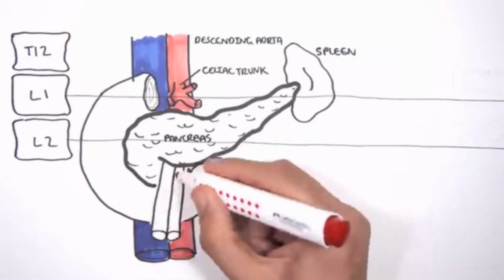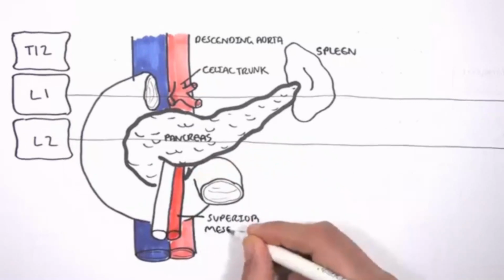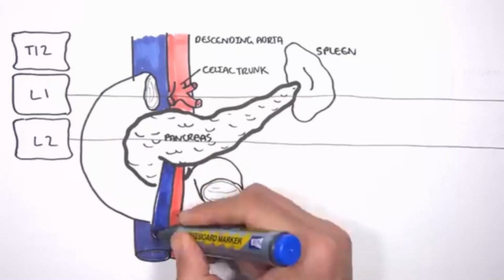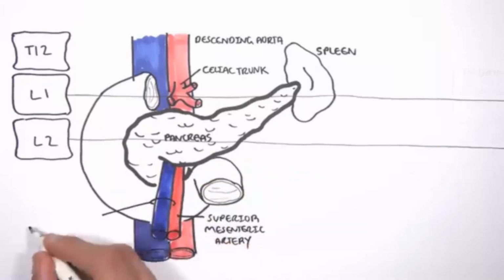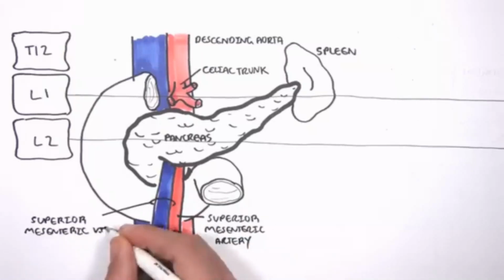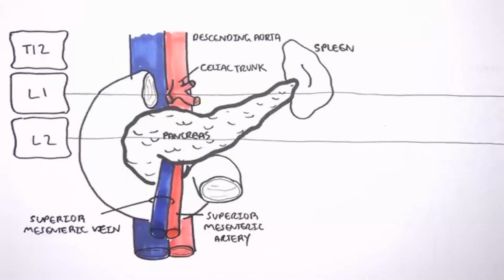At about L2, another important artery called the superior mesenteric artery comes off the descending aorta and runs behind the pancreas and over the duodenum. Adjacent to the superior mesenteric artery is the superior mesenteric vein, which comes also behind the pancreas, but it does not drain into the inferior vena cava.